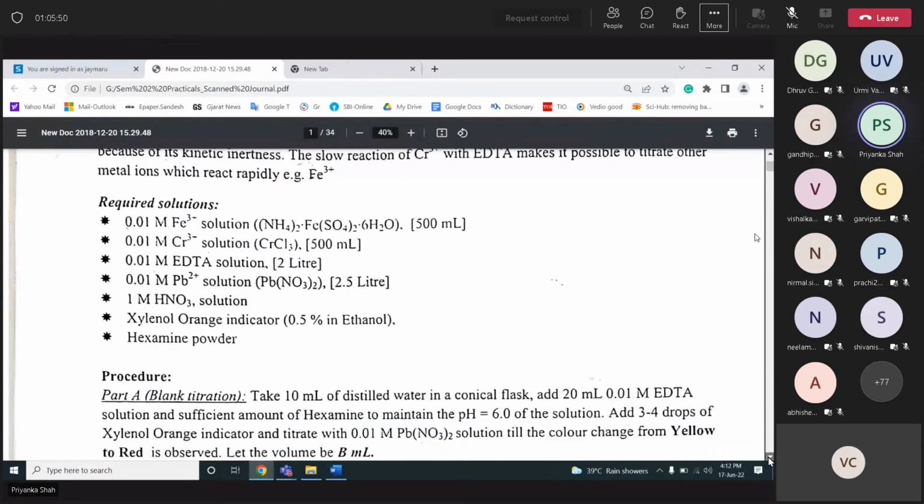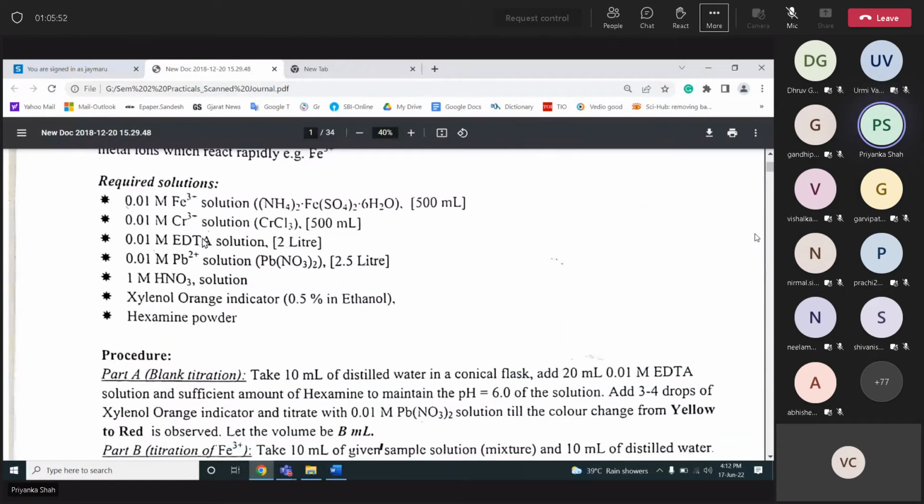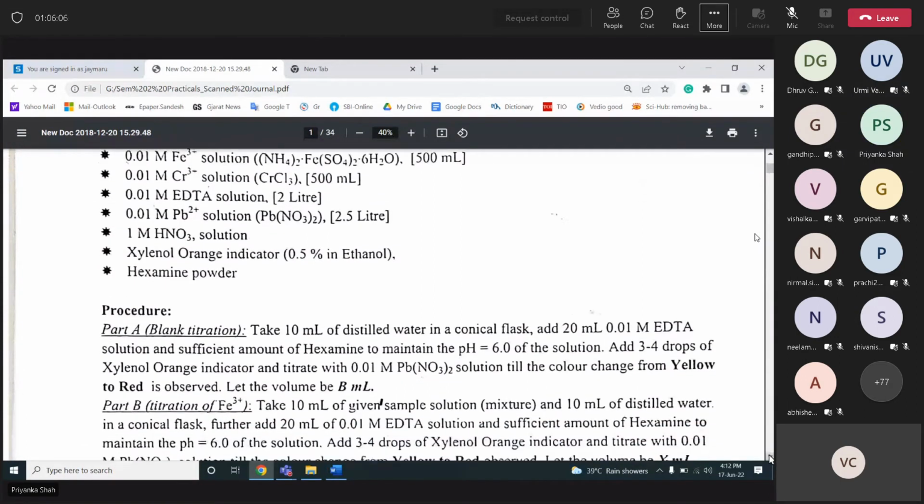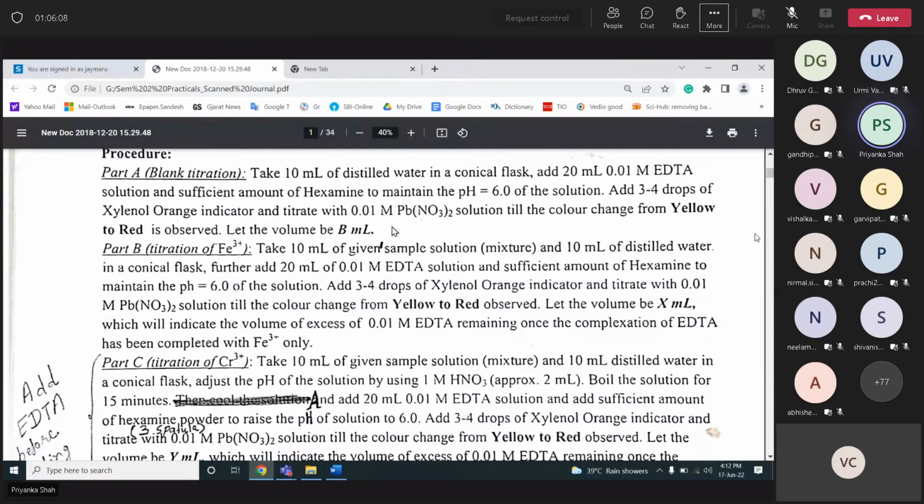Yes, these are the required solutions for iron, chromium, EDTA, then lead, HNO3, xylenol orange indicator, and here is the hexamine powder. For the procedure, first of all you will do a blank titration. You will take 10 ml of distilled water in a conical flask, then add 20 ml of EDTA and sufficient hexamine to maintain pH 6, and add 3-4 drops of xylenol orange indicator.